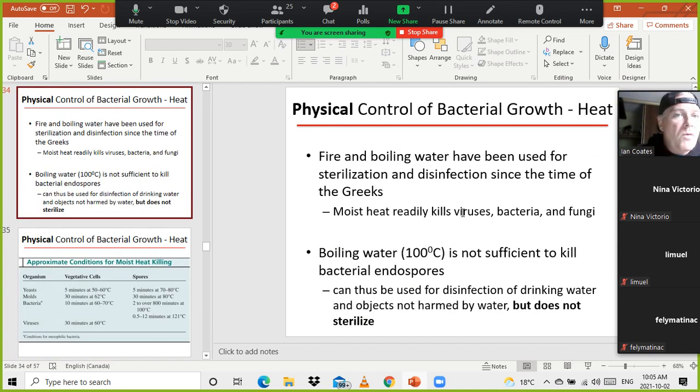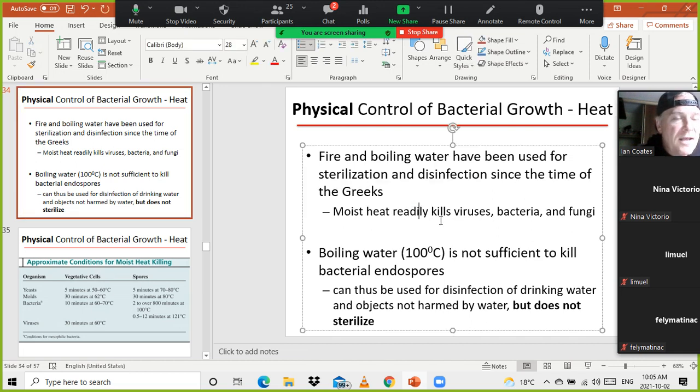Fire and boiling water have been used for sterilization and disinfection since the dawn of time, as soon as fire was around, right? And people were able to make clay pots, right? Moist heat readily kills virus, bacteria, and fungi. That's why we use moist heat there in the autoclave, all right? These kinds of things. Boiling water, 100% is not sufficient.